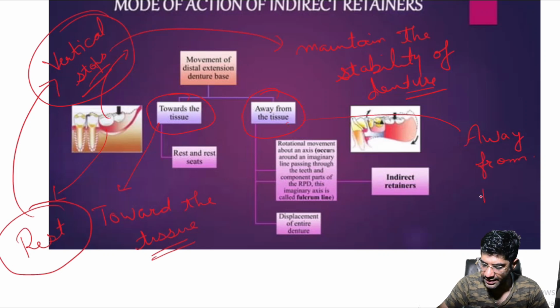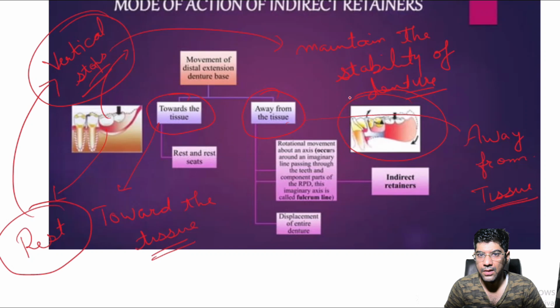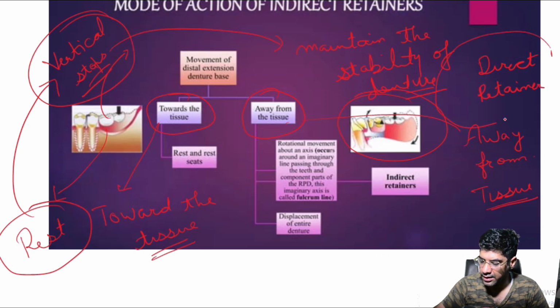Next movement is a movement that is away from tissues. So this type of movement that is away from the tissue affects the retention of the denture, and it is prevented by the activation of the direct retainer that normally remains passive. So the direct retainer helps the denture snug against the tissue.